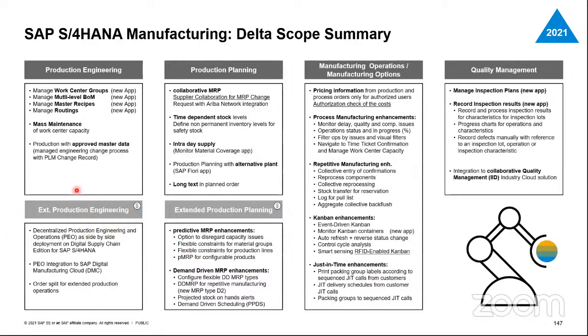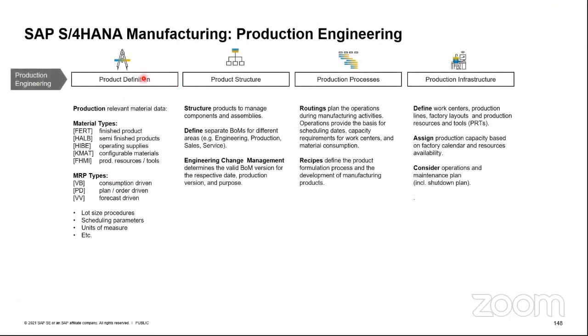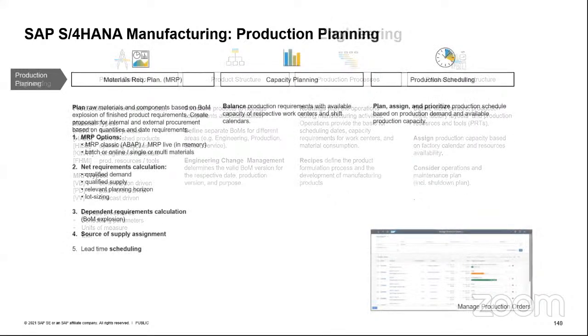So also, for PEO there are enhancements, and also for production planning: extended production planning or PPDS, predictive MRP and enhancements, and DDMRP enhancements. Largely around how you can manage constraints better, right? Because that's where the whole PPDS comes in. So the whole process continues from production engineering, which is your material, BOM, the product structures, routings, process, defining work centers. All of that PP functionality exists.